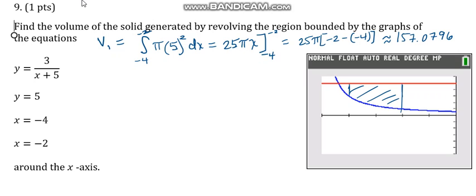Next we're going to find the volume of the solid generated by rotating the curve 3 over x plus 5 about the x-axis. And that'll be the definite integral from -4 to -2 of pi times this function, 3 over x plus 5, squared, dx.